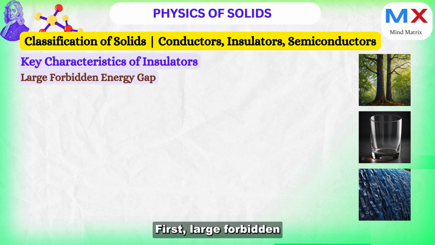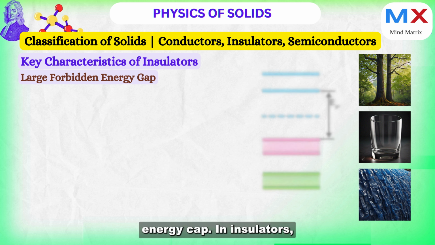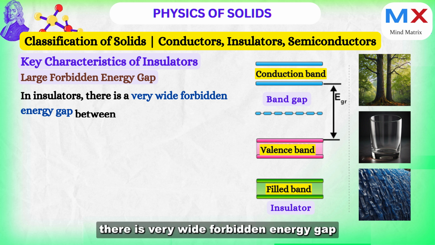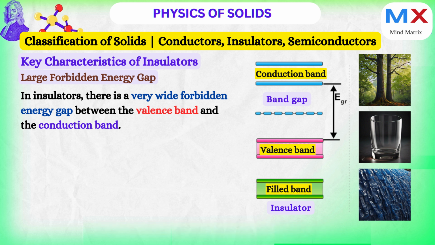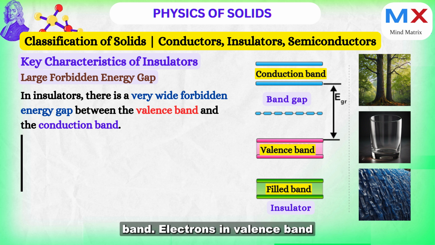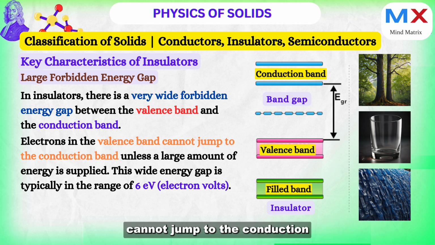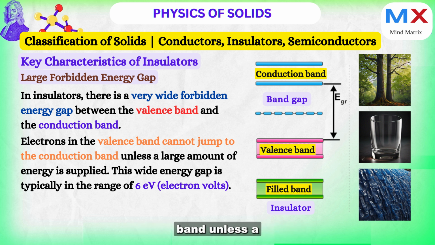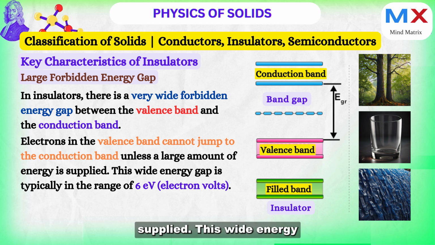First, large forbidden energy gap. In insulators, there is a very wide forbidden energy gap between the valence band and the conduction band. Electrons in the valence band cannot jump to the conduction band unless a large amount of energy is supplied. This wide energy gap is typically in the range of 6 electron volts.